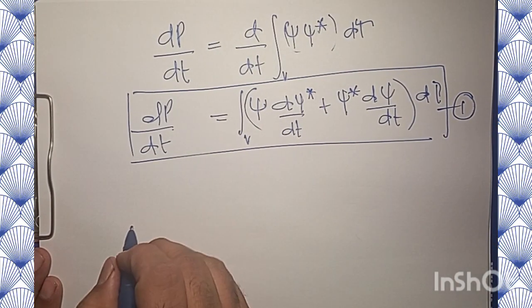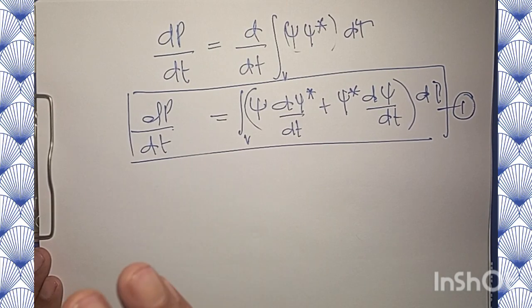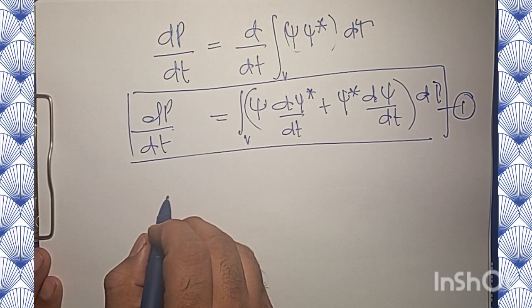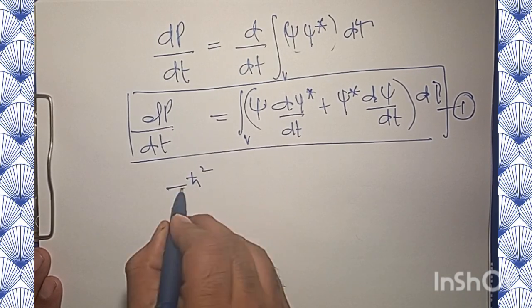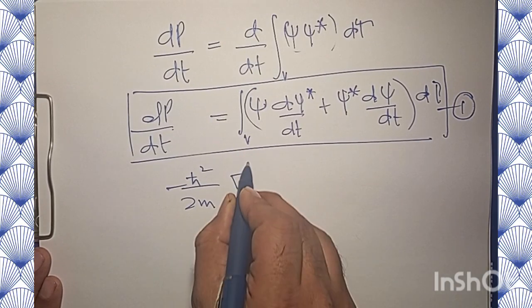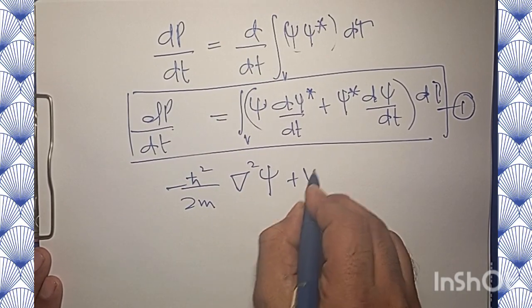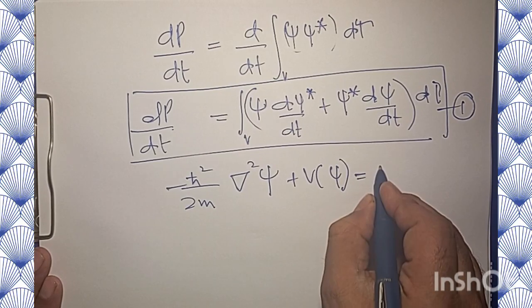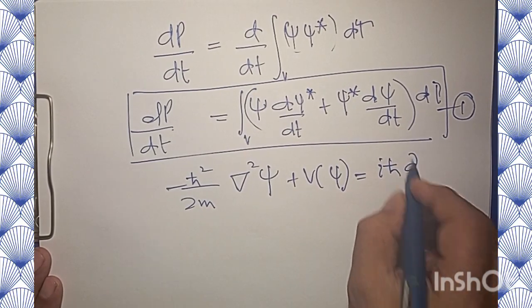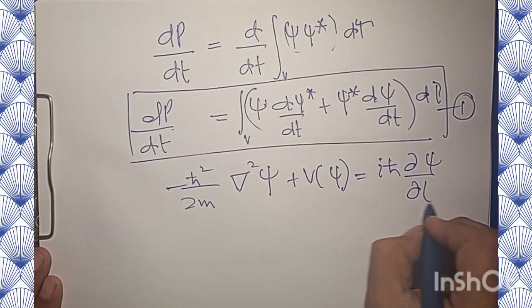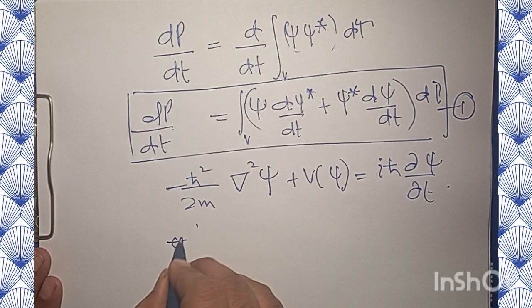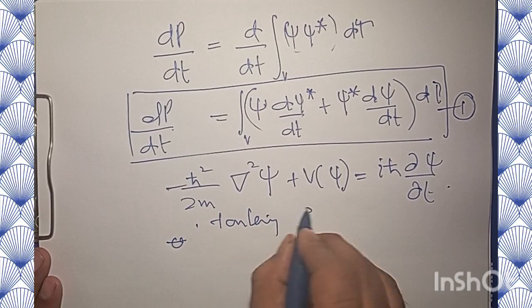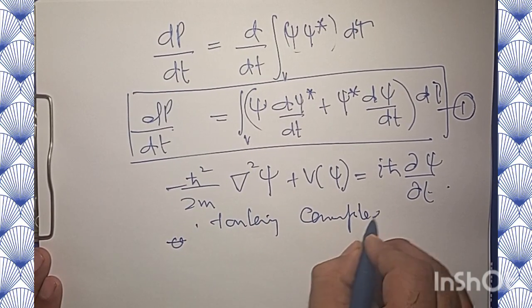Let me write down Schrodinger's time-dependent equation for psi. That's minus h cross square by 2m del square psi plus V psi is equal to i h cross dou psi by dou t. Now let's take the complex conjugate of Schrodinger's equation.